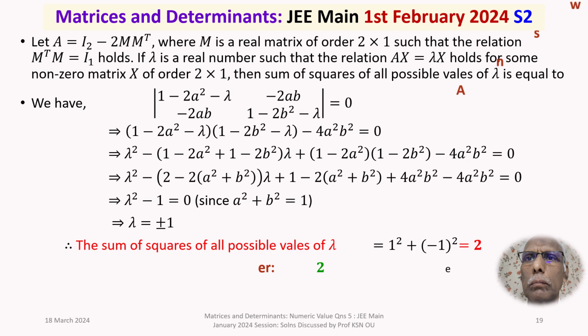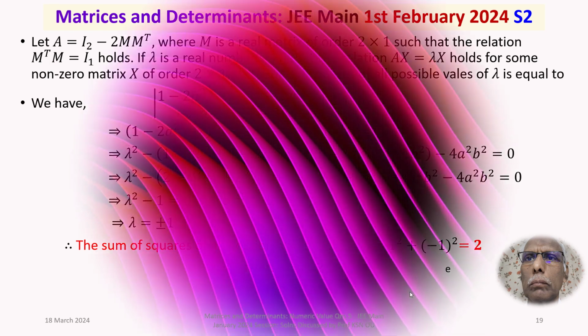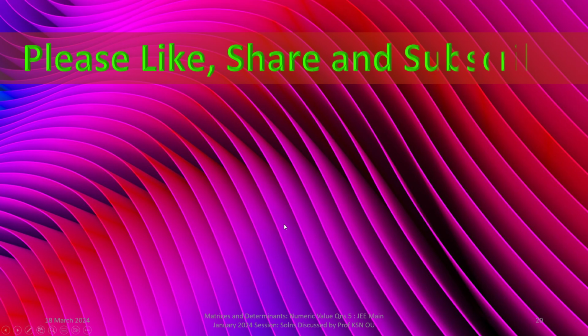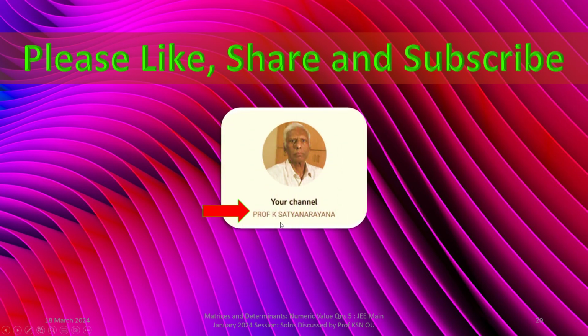That is the detailed discussion of this question. And we have now come to the end of the discussion of 5 numeric value questions from the section Matrices and Determinants that have appeared in the JEE Main January 2024 session. I am sure that you have understood the solution of these problems, all these 5 problems, and I wish you all the best. Thank you.